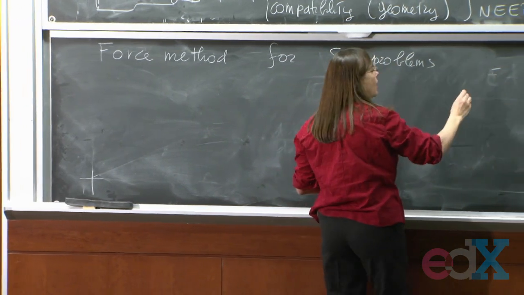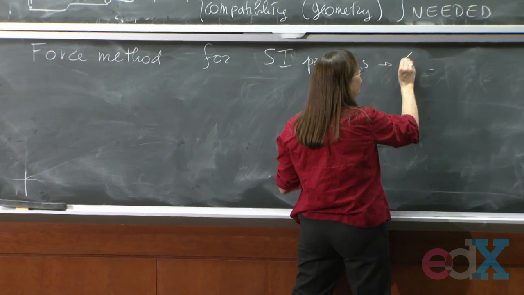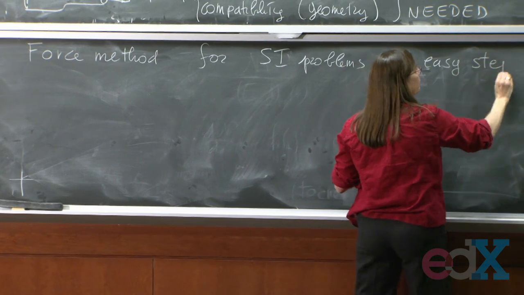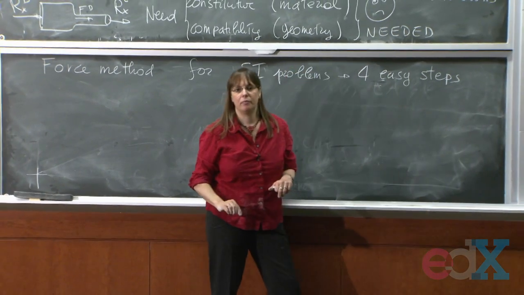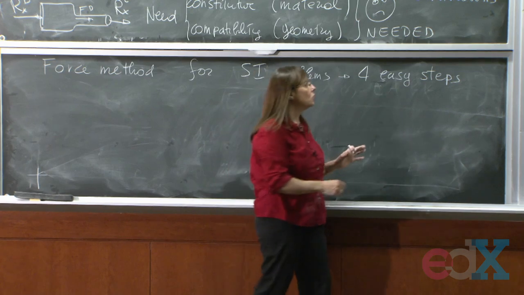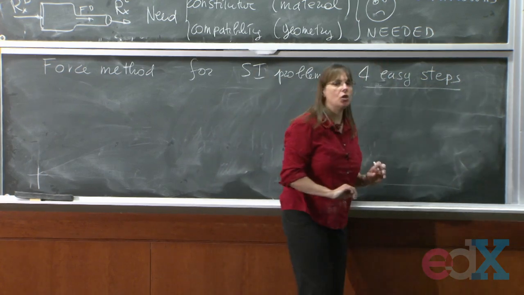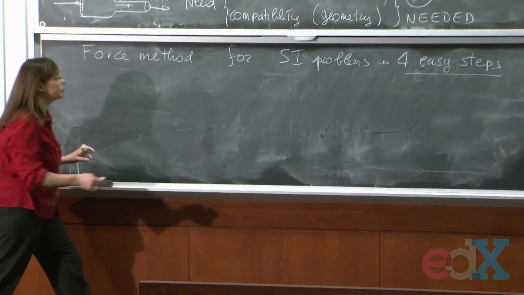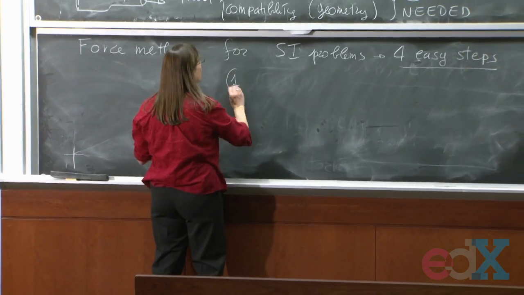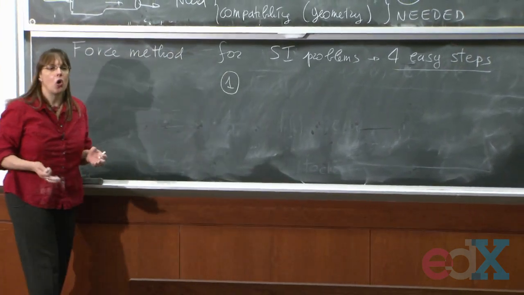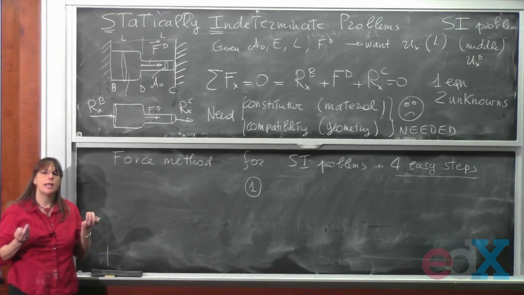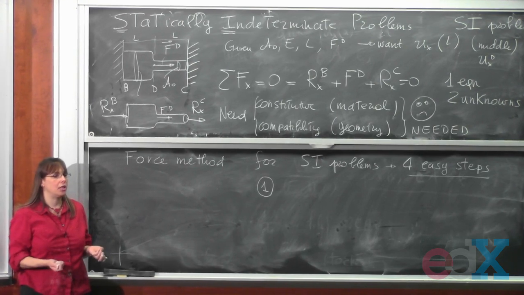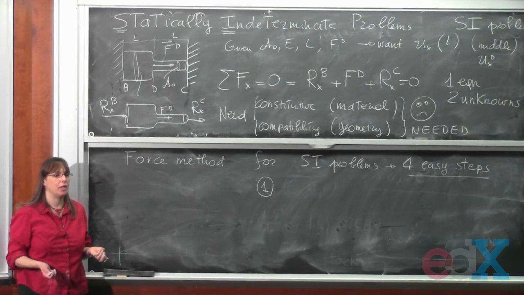And the nice thing of this method is that it consists of 4 easy steps, kind of like a recipe, right? So you take these 4 easy steps, and you solve your statically indeterminate problem. So the first step, step number 1, is to recognize that the whole crux of the problem is that you have 1 additional support. You would know how to do this thing if there was only 1 wall. You'd be happy with it.